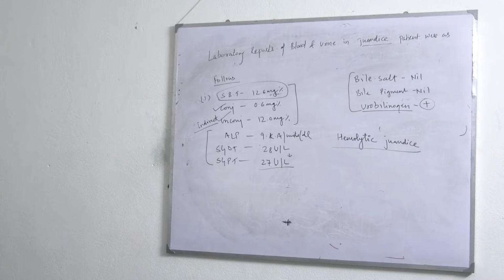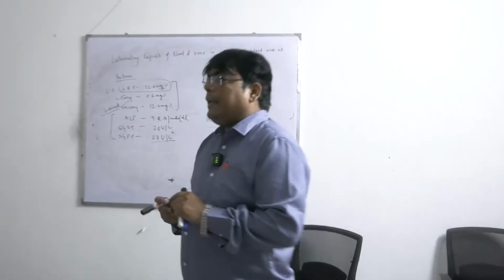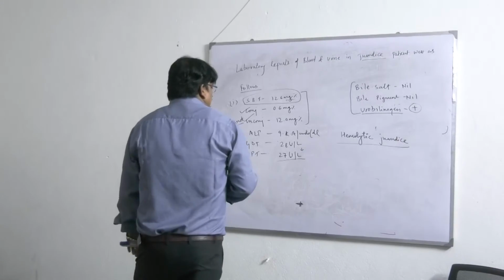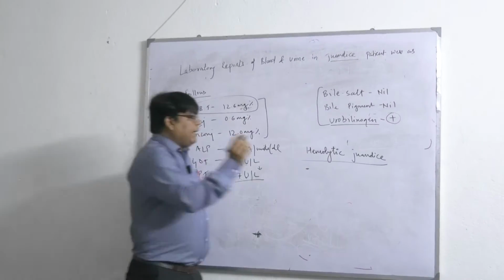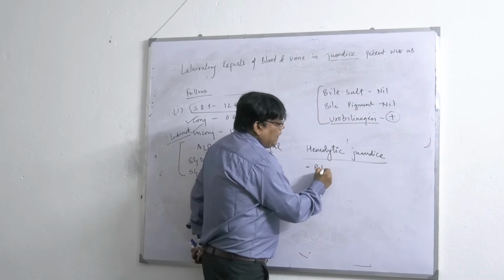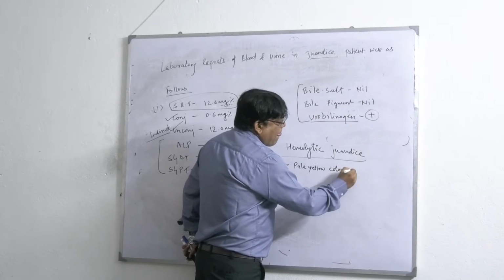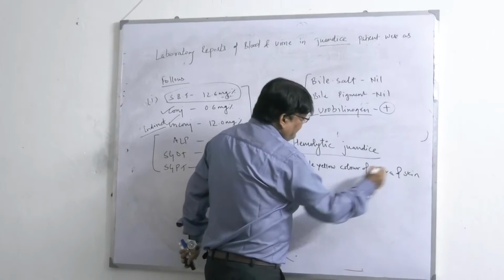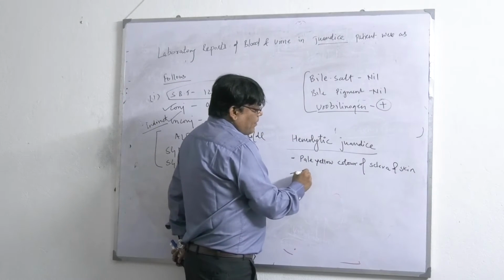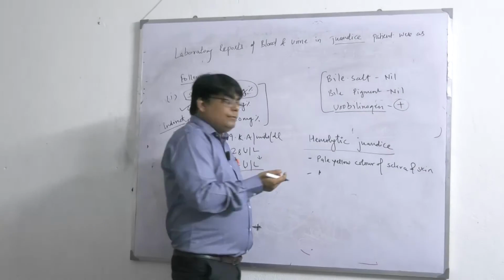What will you see in hemolytic jaundice? Yes, destruction of RBCs, and the level of the hemoglobin. Now you tell me the symptoms of jaundice. Pale yellow color of the skin and sclera. Second, brown color of stool. Dark color of urine.